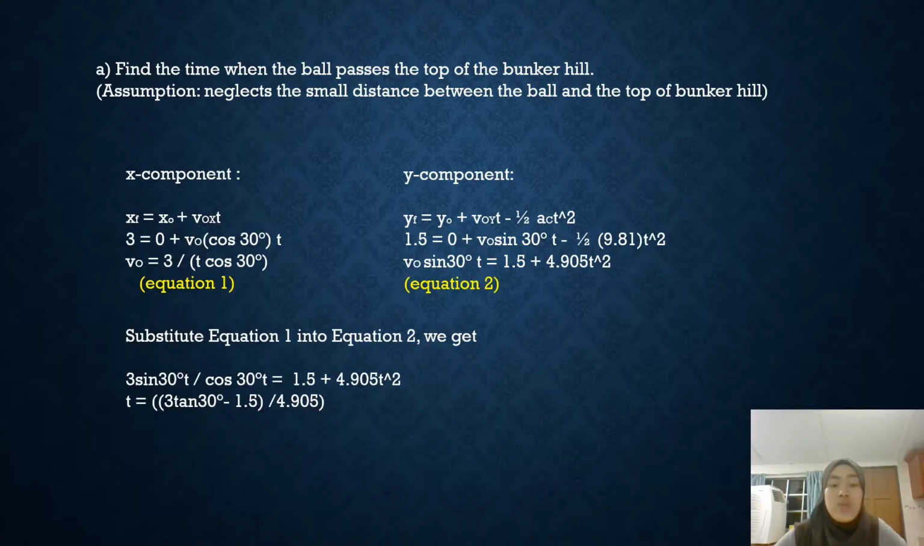Okay, then we substitute equation 1 into equation 2. We will get 3 sin 30 degrees t divided by cos 30 degrees t equal to 1.5 plus 4.905 t to the power of 2. For t, we will get 3 tan 30 degrees minus 1.5 over 4.905. Then t we will get 0.218 seconds.